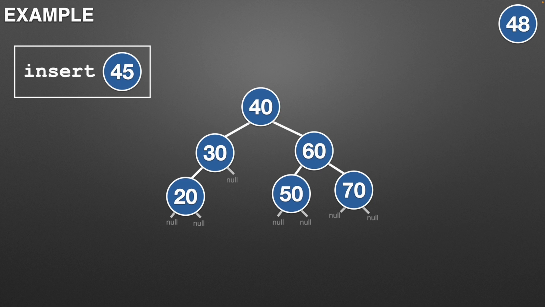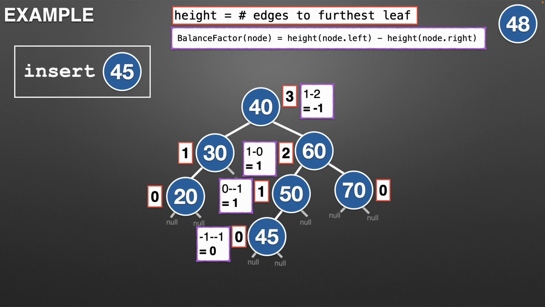Okay, let's insert 45. Okay, so we insert 45, and you can see it flows down this way. So we start here, we compute the balance factor here, we go to the ancestor, compute its balance factor. We keep doing that until we get to the root. And you can see all of these are fine, right? So we're good. We don't have anything to do here.